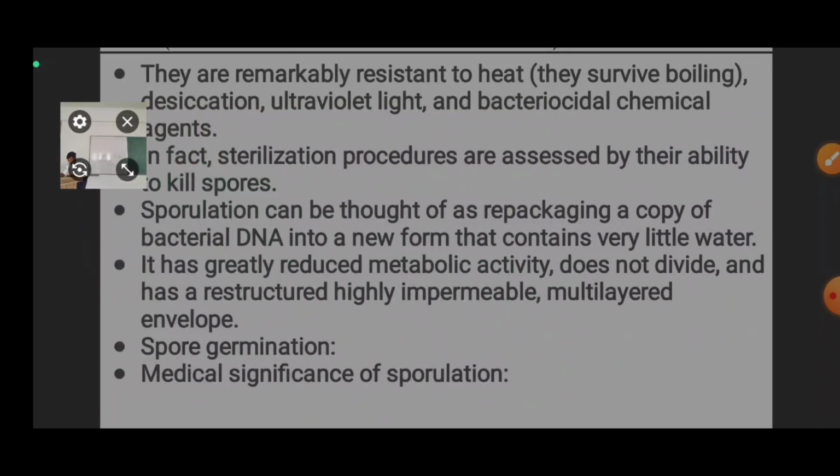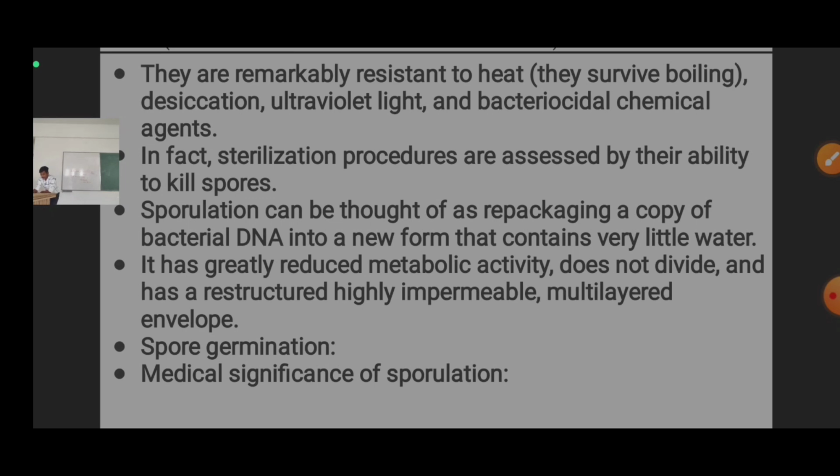In fact, sterilization procedures are assayed by their ability to kill spores. Sporulation can be thought of as repackaging a copy of bacterial DNA into a new form that contains very little water. It has greatly reduced metabolic activity, does not divide, and has a restructured, highly impermeable multi-layer envelope. The multi-layer covering I already told you.